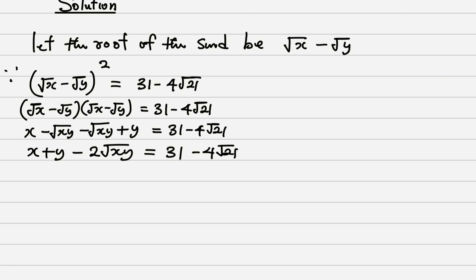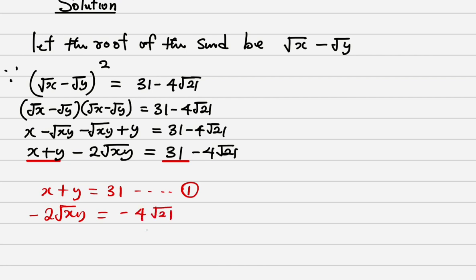Now I can pick the constant term. Look at this, this is constant. Look at this, it doesn't have surds attached to it. So I'll equate them. So I'm going to have x plus y is equal to 31. This is equation 1. Then the other one will be minus 2 root of xy is equal to minus 4 root of 21. If you check it very well, dividing both sides by minus 2, this will go and this will be 2. So I'm going to have root of xy is equal to 2 root of 21.